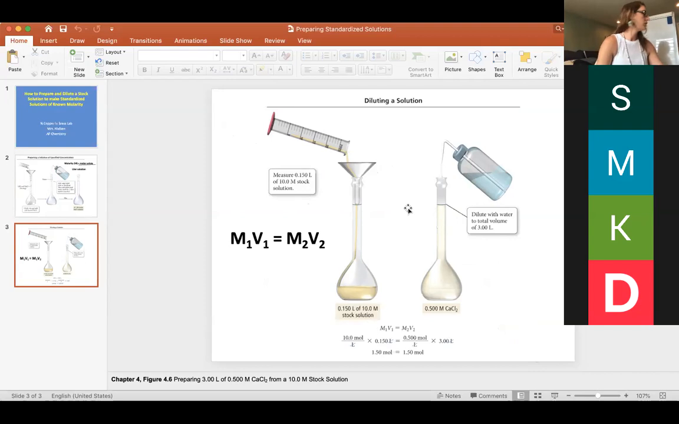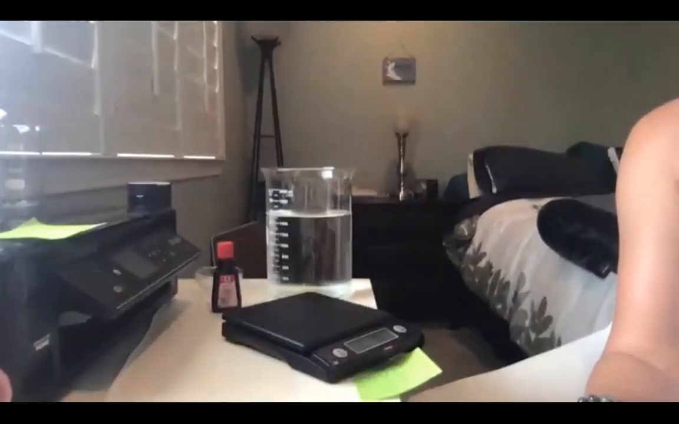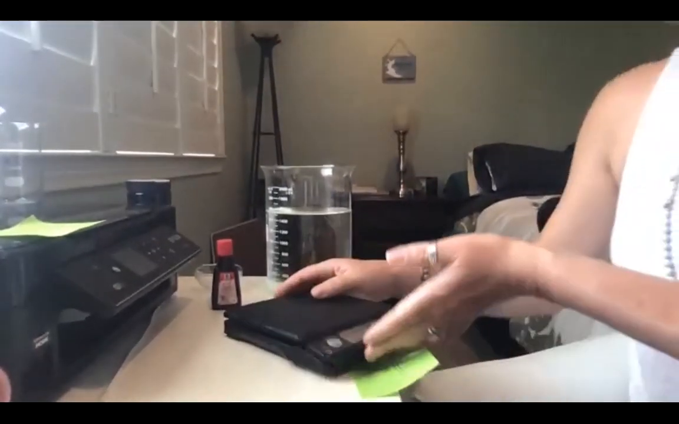Let's see. Yeah, let's see if I can kind of show you what this looks like. I have some equipment here that I wanted to attempt to show you what this looks like today. So if we were in lab, and this is what I'm going to have you guys doing tomorrow, I've got my little wannabe lab set up.